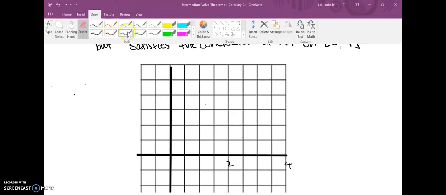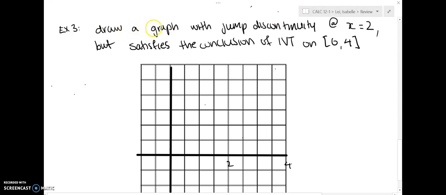So the third example asks to draw a graph with jump discontinuity at x equals 2, but satisfying the conclusions of IVT on 0, 4, which means that for every x value, there has to be a valid y value that can be found on the graph. So jump discontinuity means that the limit of the two functions from left and right are not equal.